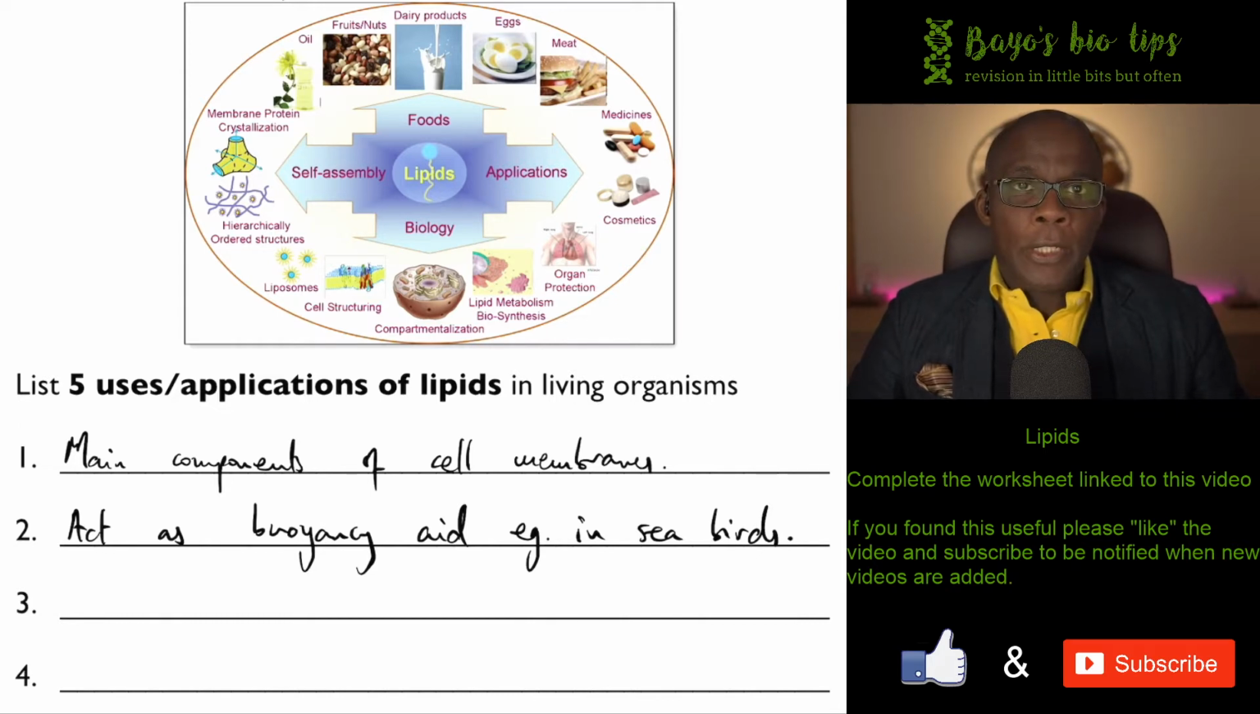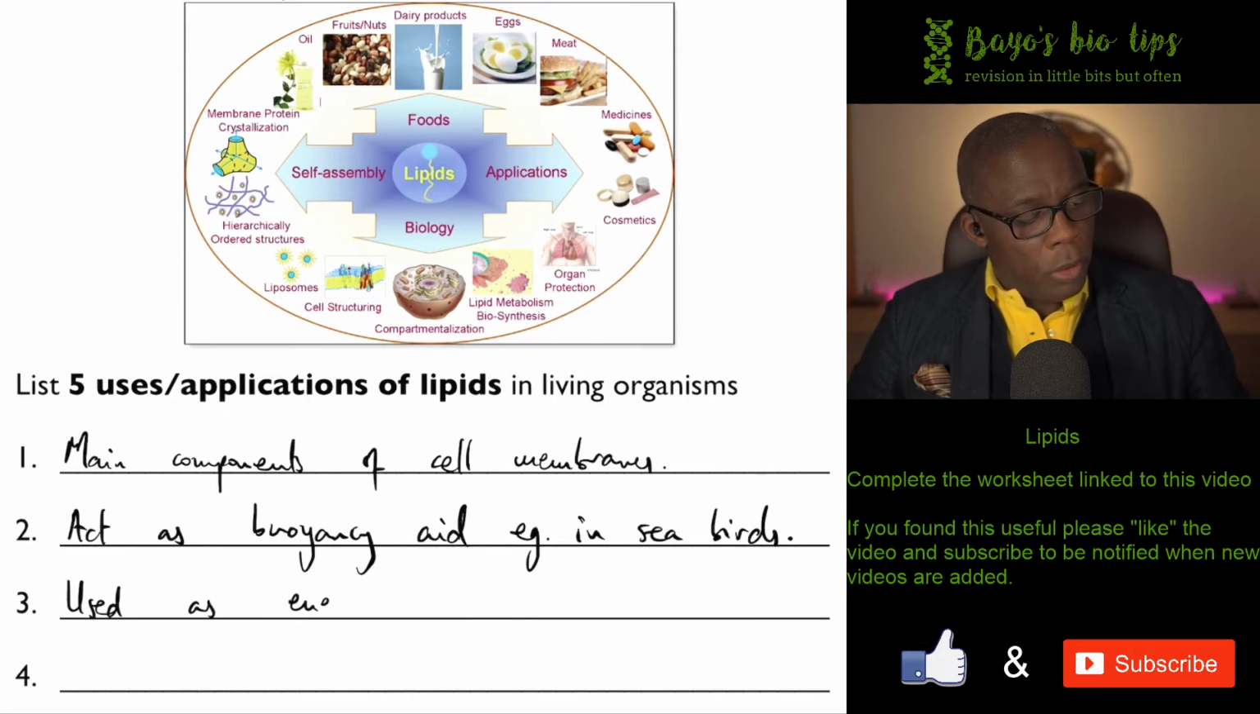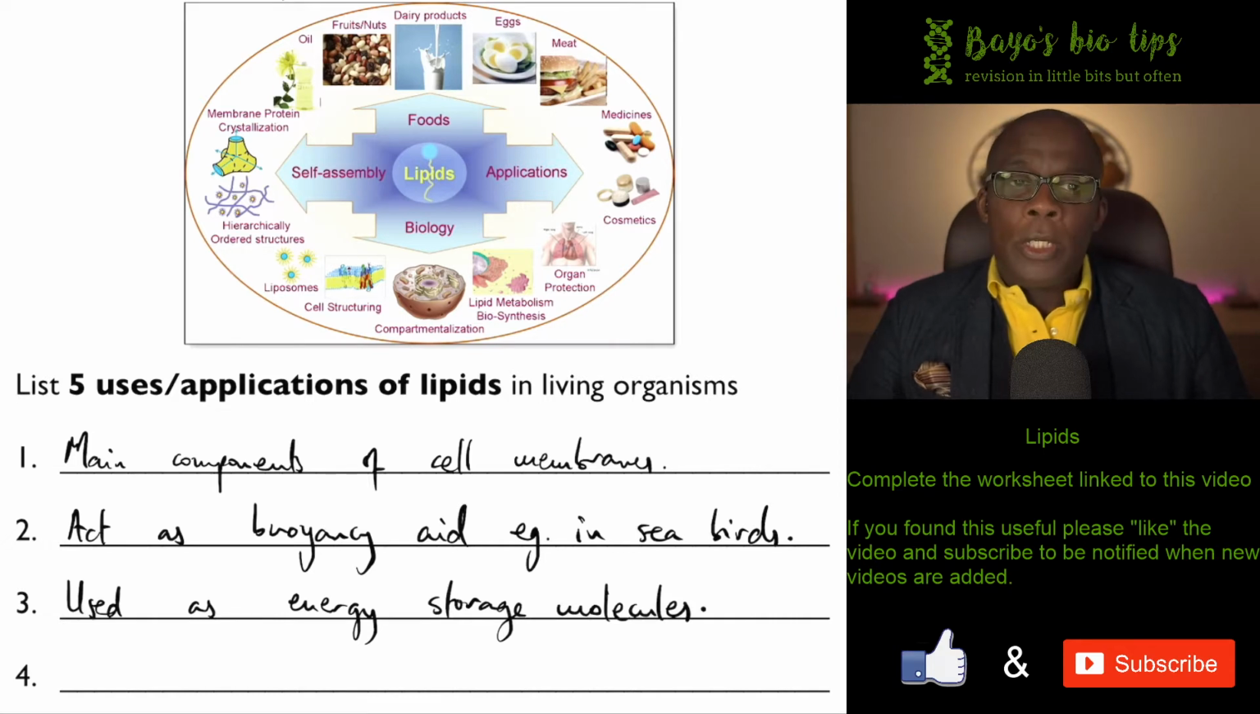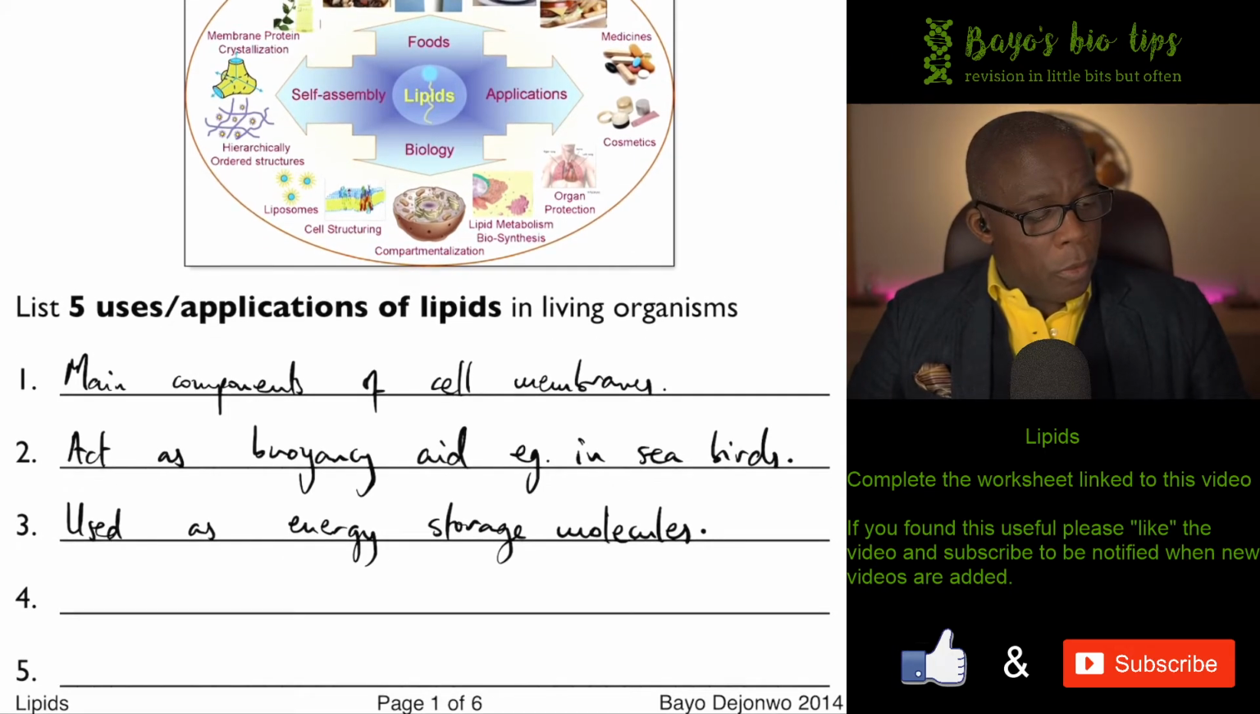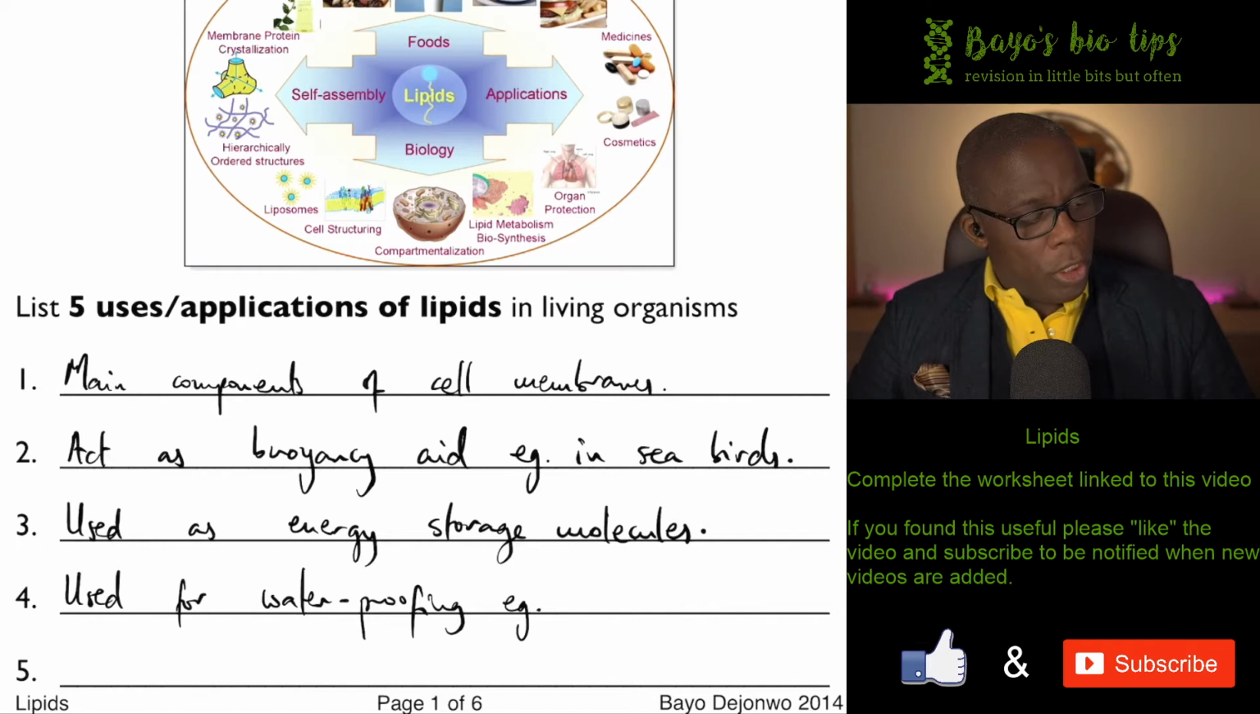They can be used as energy sources, so used as energy storage molecules. They can also be used for things like waterproofing, so for instance on feathers of seabirds like ducks. Okay, so used for waterproofing, e.g. on feathers of ducks.